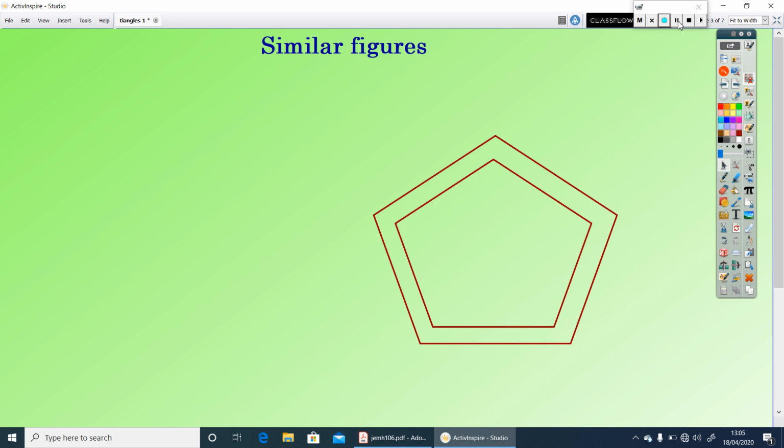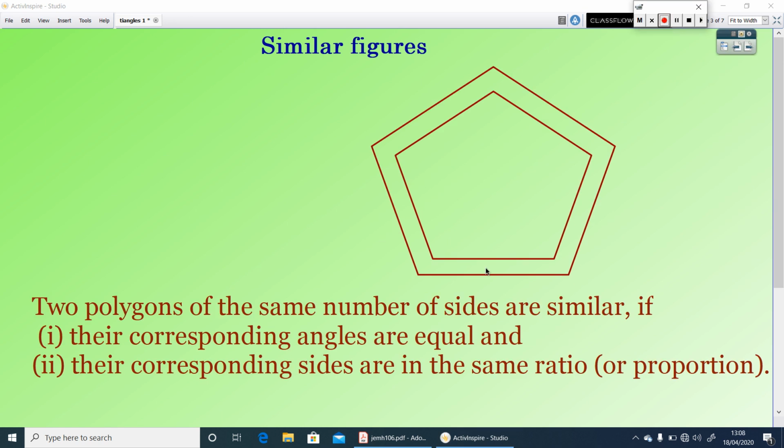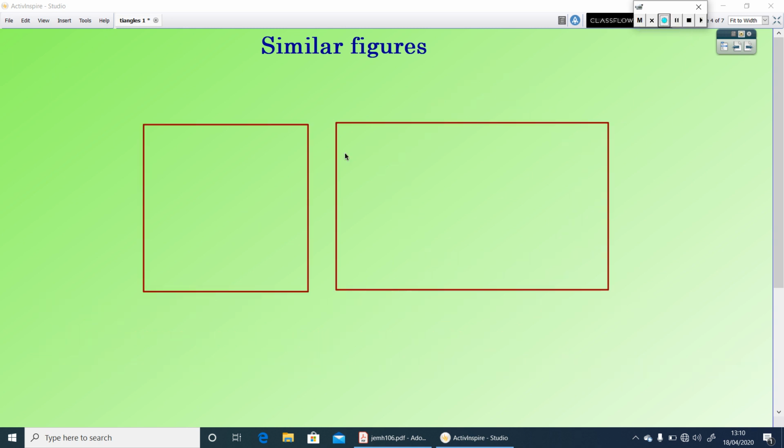This is true for any number of sided polygons. That is, two polygons of the same number of sides are similar if their corresponding angles are equal and their corresponding sides are in the same ratio or same proportion. Now what about a square and a rectangle? Here you can see all the angles are equal to 90 degrees in both figures. But are they similar? Of course not. Why? Because here angles are equal but sides are not proportional. So these two figures cannot be similar.